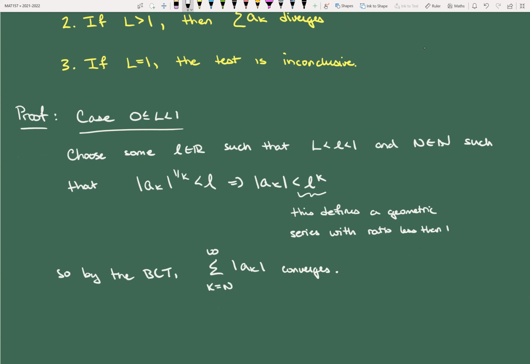And this implies that the sum from k equals 0 to infinity of a_k converges. And that's what we wanted to prove, right? We wanted to prove that it converged absolutely. So the case greater than 1 is exactly the same sort of thing. You can imagine what's going to change. Sure, you're going to change the definition of little l. But the only other thing that's going to flip is this inequality here, right?